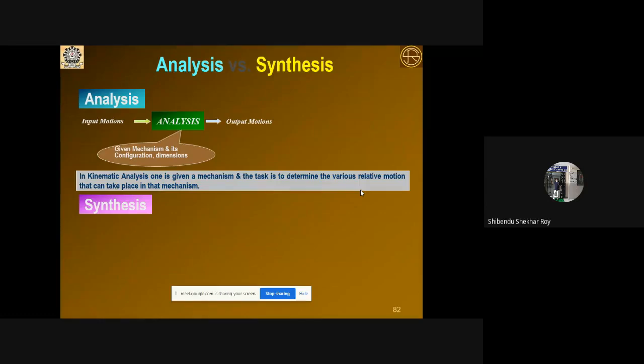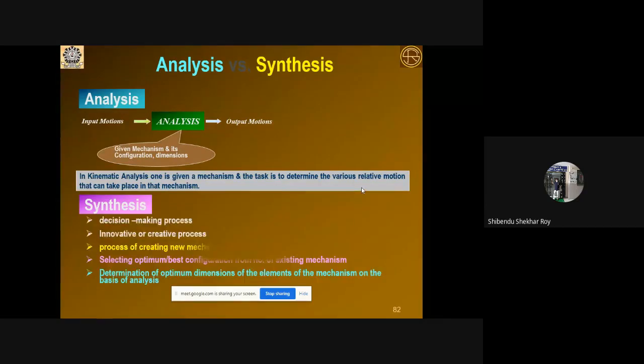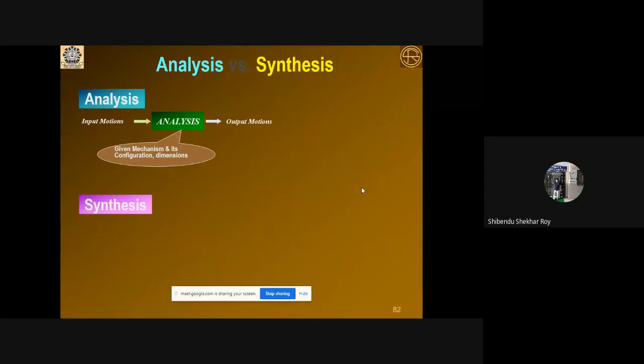So that is the analysis of a mechanism, and more specifically the kinematic analysis of a mechanism. But what is synthesis? And more specifically here, the kinematic synthesis I am talking about, because we are basically dealing with kinematics first.